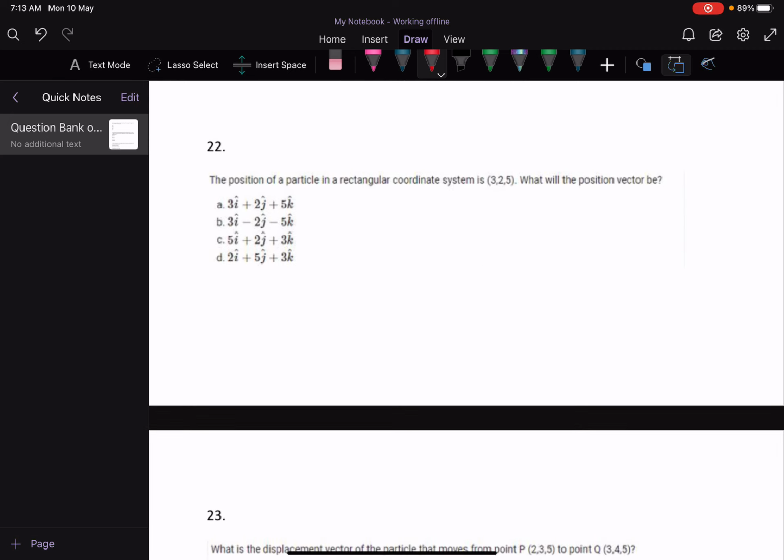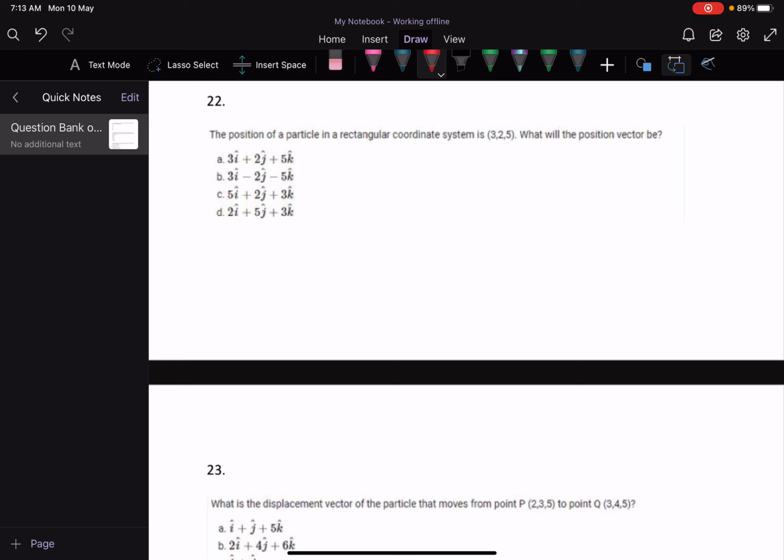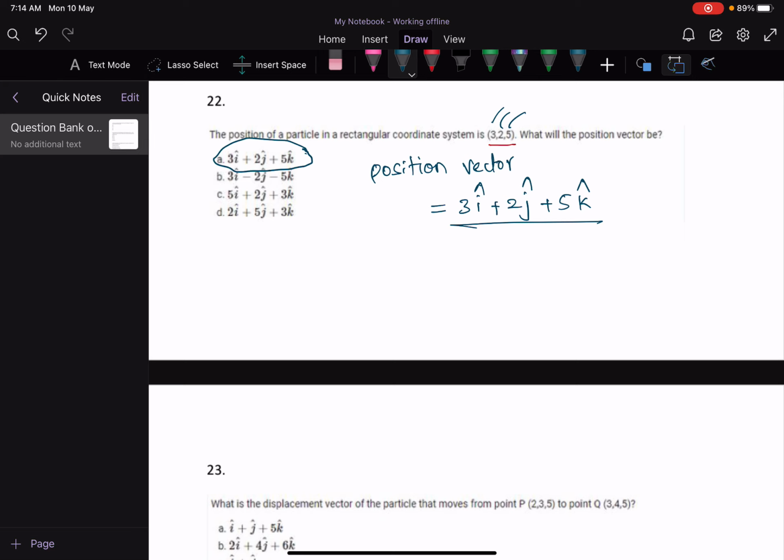Right. Next, question number 22. The position of a particle in a rectangular coordinate system is (3, 2, 5). What will be the position vector? The position vector should be expressed in unit vector notation. The x component is 3, so 3i, plus the y component is 2, so 2j, and the z component is 5, so plus 5k. So the answer is 3i plus 2j plus 5k.